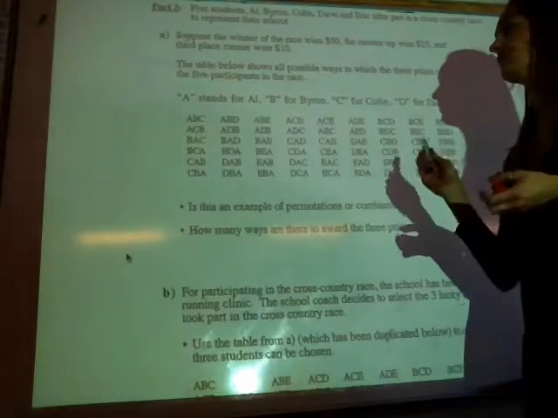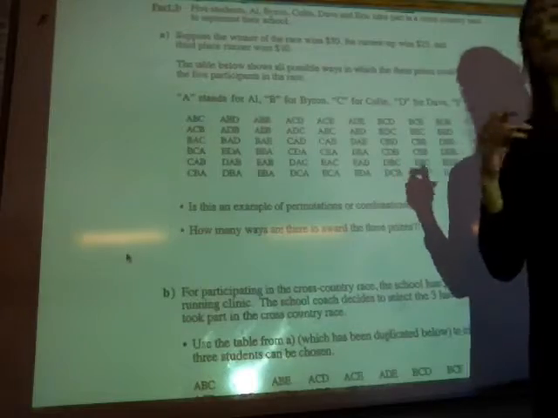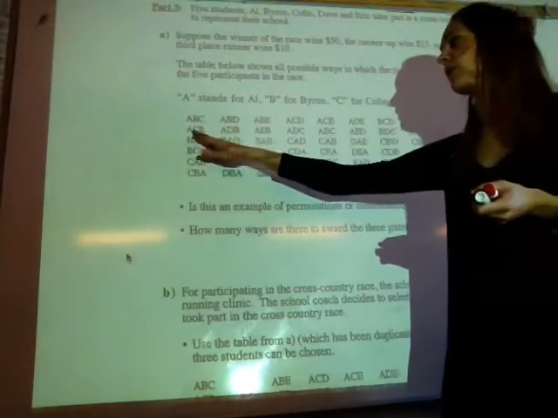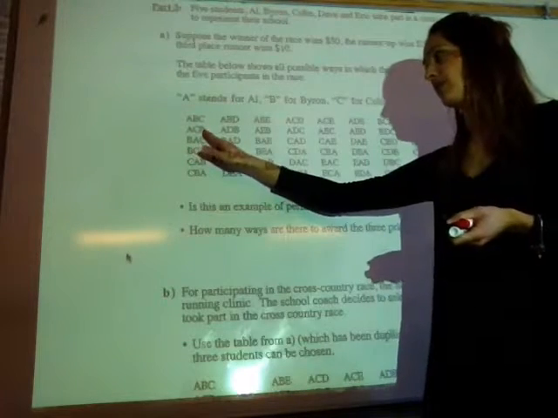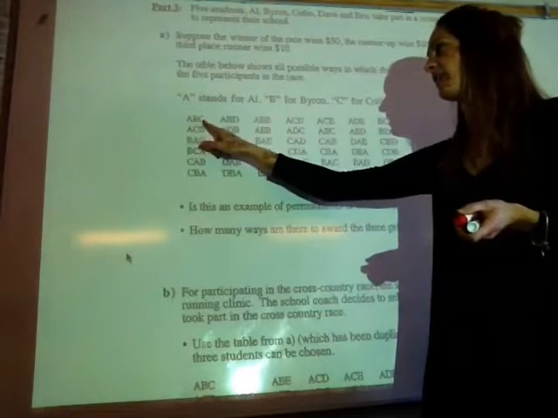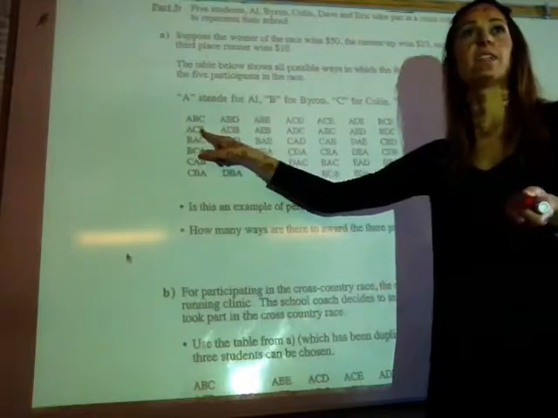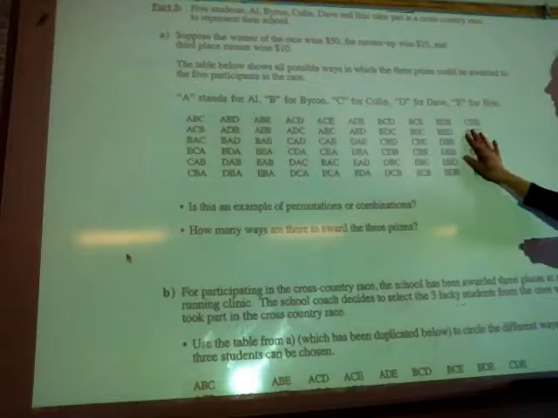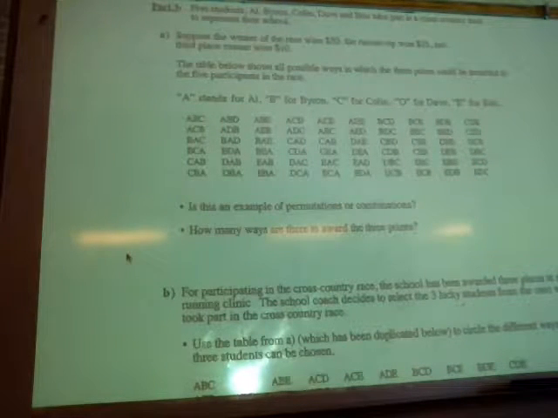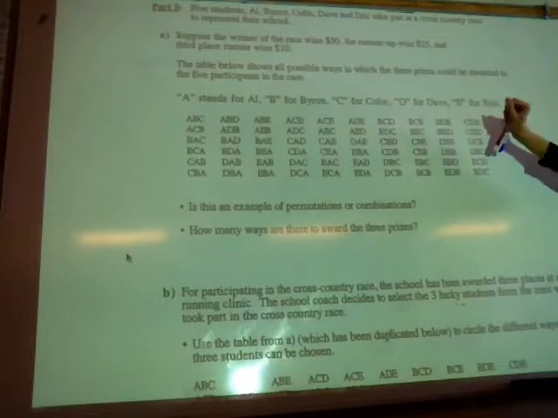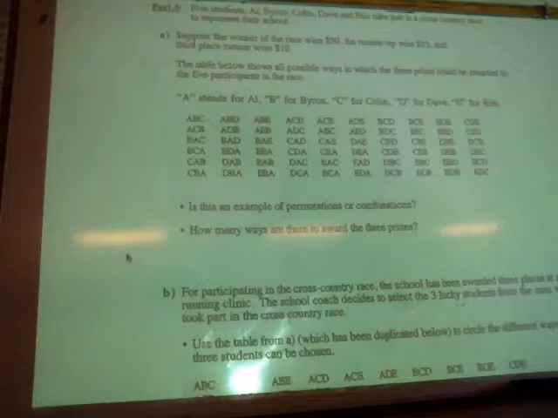So here we have the list of all the different ways of how we could pick winners. Okay, so it could be Al, Byron, or Colin, or it could be Al, Colin, or Byron. Okay, so that's first, second, third, people in different places. So if we were to count that all up, would you want to count it all up? No. So how could we calculate that quickly?